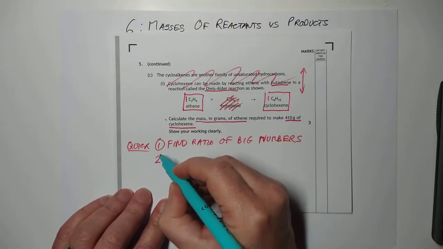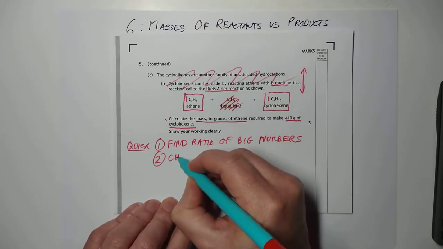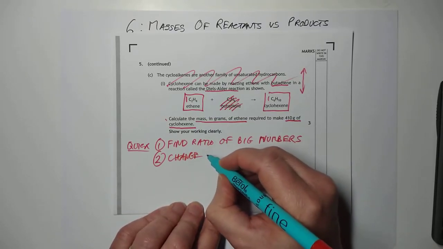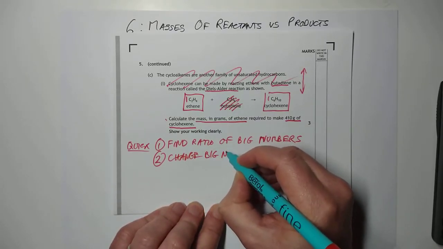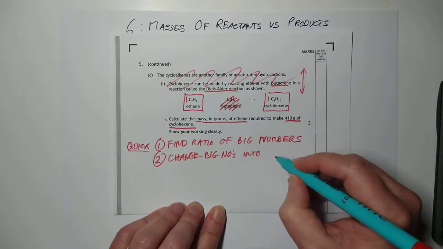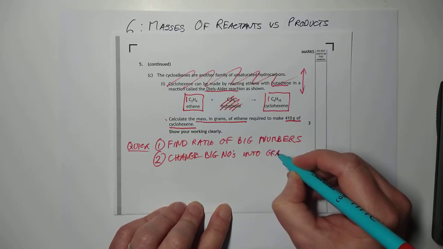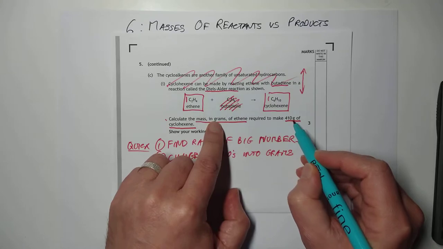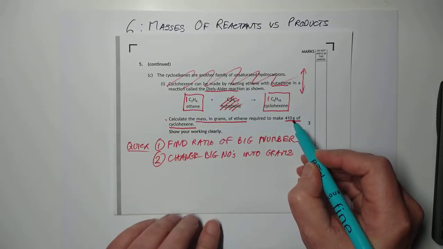Stage 2 of this is change the big numbers into grams. Now, can I remind you that the big numbers are actually moles? So why am I randomly changing it into grams? That's because the question asks for a grams and gives you a grams. It doesn't ask for moles, and it doesn't give you moles.